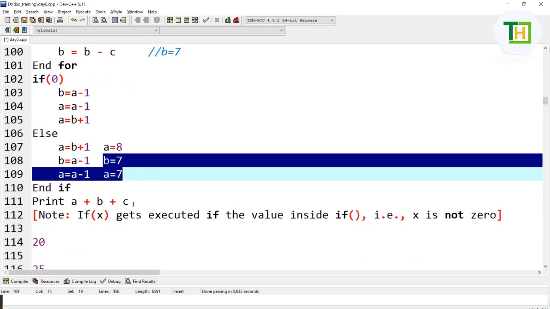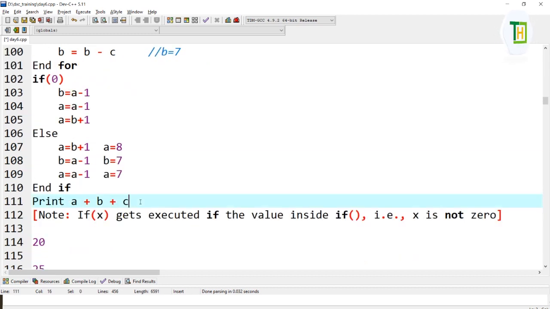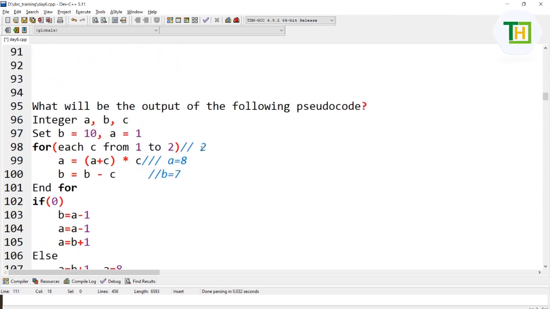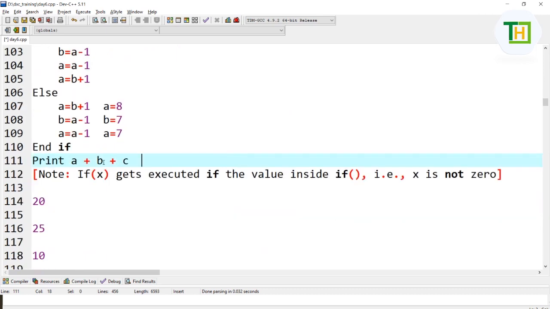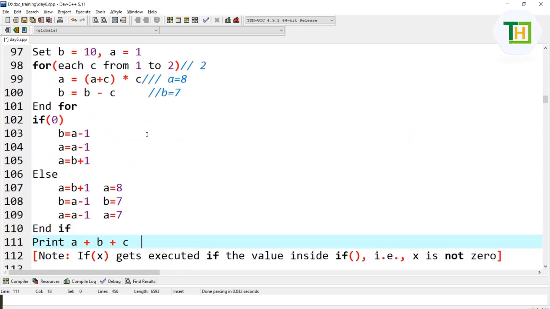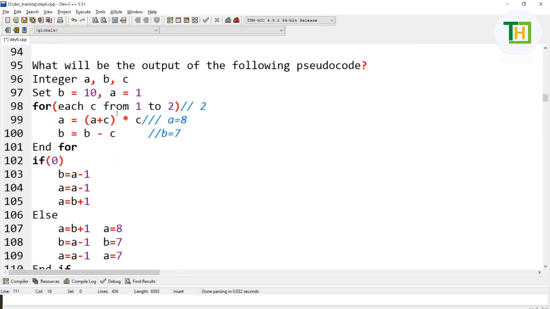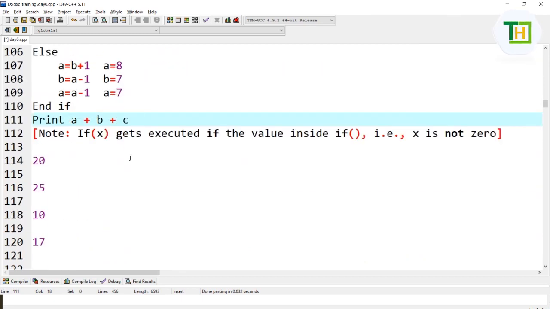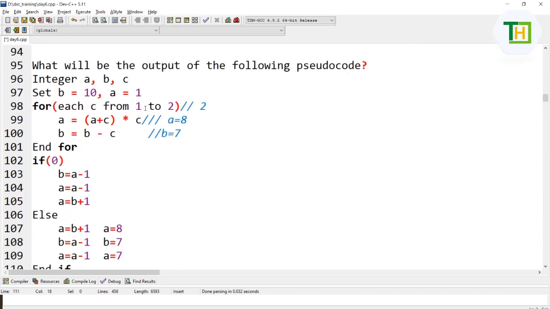Okay. Coming to this position, and it is coming out, and it is going to be print A plus B plus C. C value is here. If you observe here, the final C value is going to be 2. A plus B is going to be 14. 7 plus 7 is 14. 14 plus 2. Something I missed here, right? What I missed? Okay, missed something. Again, I'm going to check.